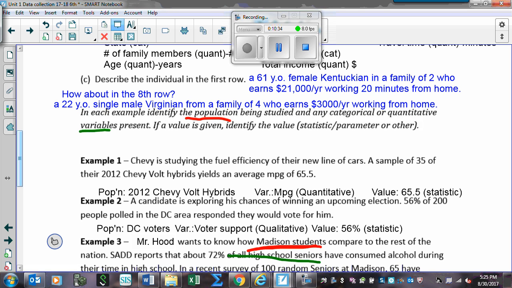For the second one, a candidate is exploring chances of winning an election. So 56% of 2,200 people polled in the DC area responded that they would vote for them. The population is DC voters. The variable is voter support. Are you voting for the candidate or are you voting for somebody else? Qualitative, you're putting it in different categories. And your value is 56%. So that meant 112 out of the 200 people said, yes, we're voting for this candidate. And you find the proportion by taking the number of people that are going to vote for this candidate out of the entire sample size.